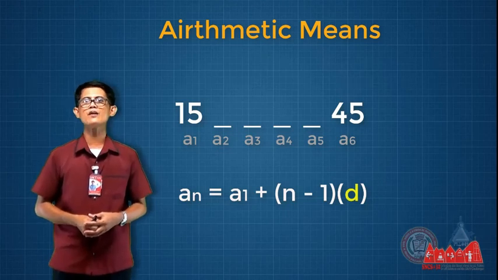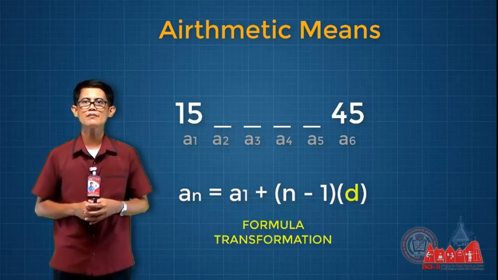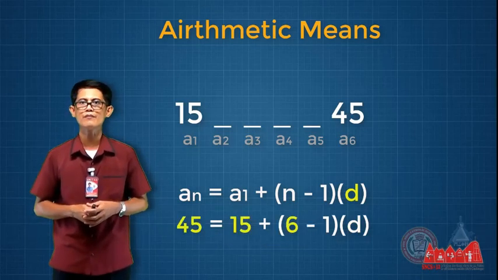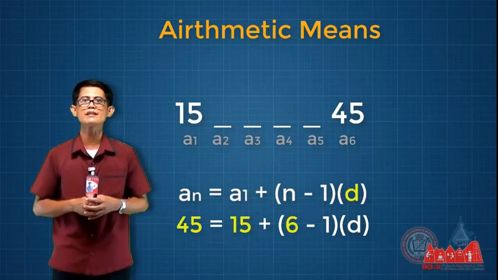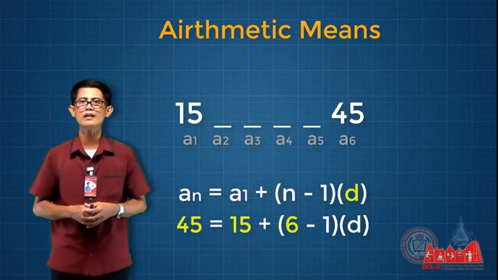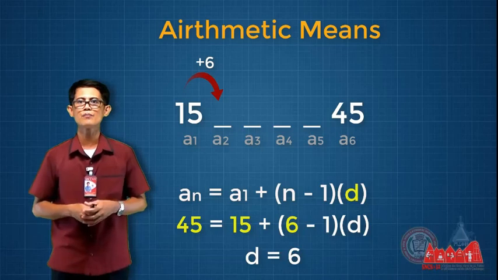The time is up. Did you figure out how to find D? You can still use the formula to find it. It's a matter of formula transformation. Just substitute all the available values, A sub 1 equals 15, A sub 6 equals 45. We can use A sub 6 as our A sub n. So n equals 6. Substitute this to our formula and do the formula transformation using properties of equality to get your D. Therefore, D equals 6. Now you can get the arithmetic means by adding 6 from the first term until you complete all the missing terms.